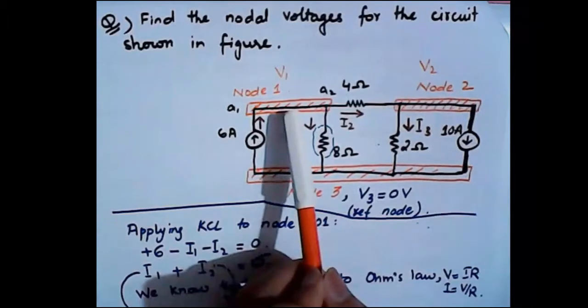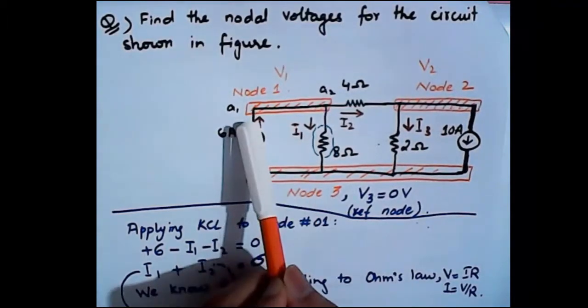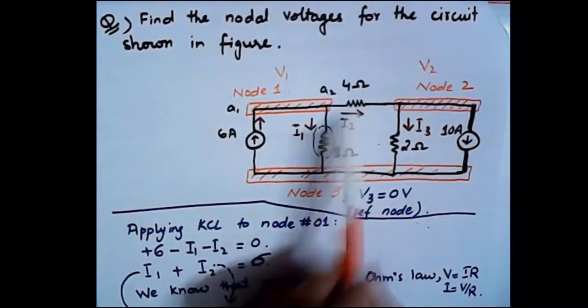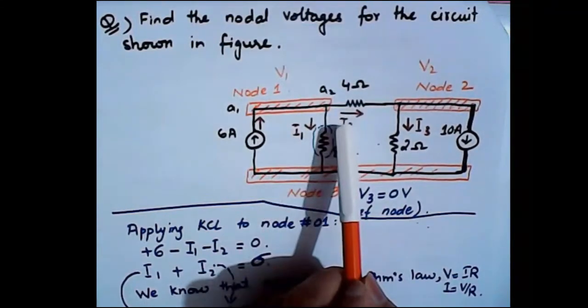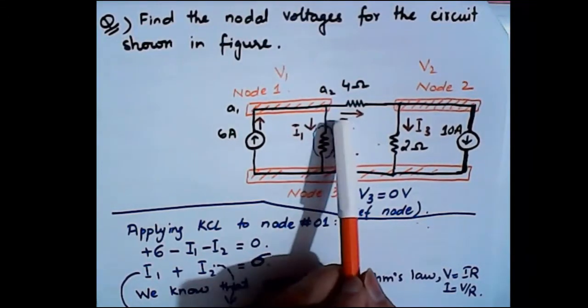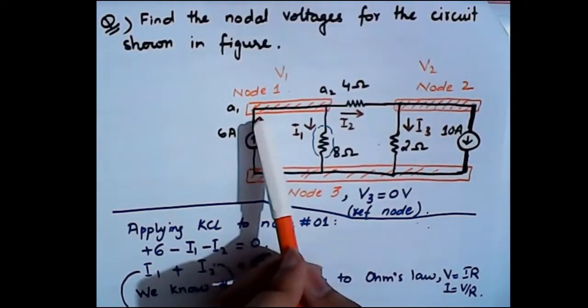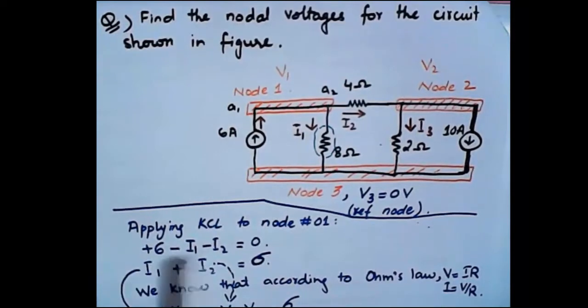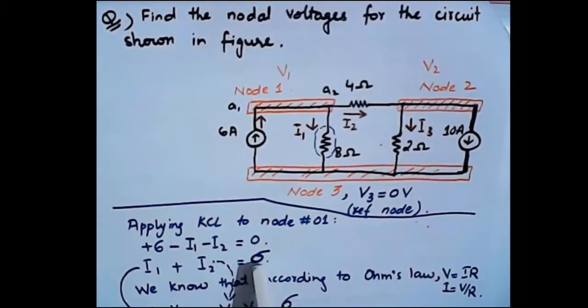Now we have applied KCL to node number 1. 6 ampere current is entering, and for the remaining currents whose direction was not specified, we have specified their direction on our own as I1 and I2. But it must be remembered that once the directions are specified for one node, you cannot change these directions for the other nodes, right? So 6 ampere is entering, I1 is leaving and I2 is leaving. That makes plus 6 minus I1 minus I2, or I1 plus I2 is equal to 6.